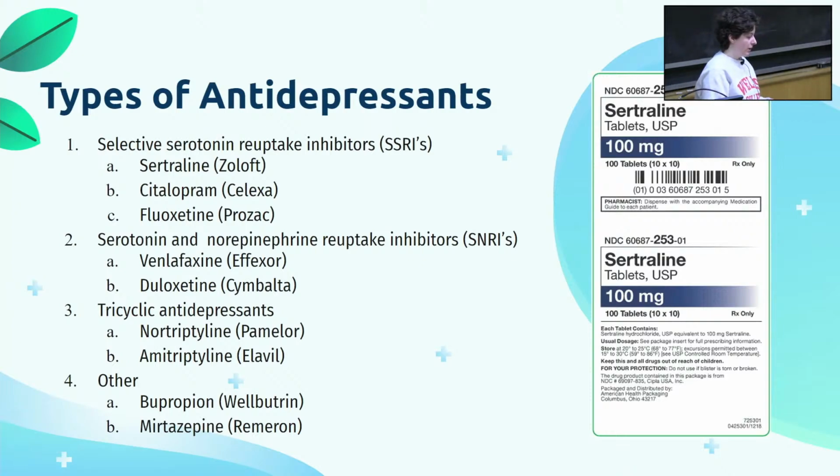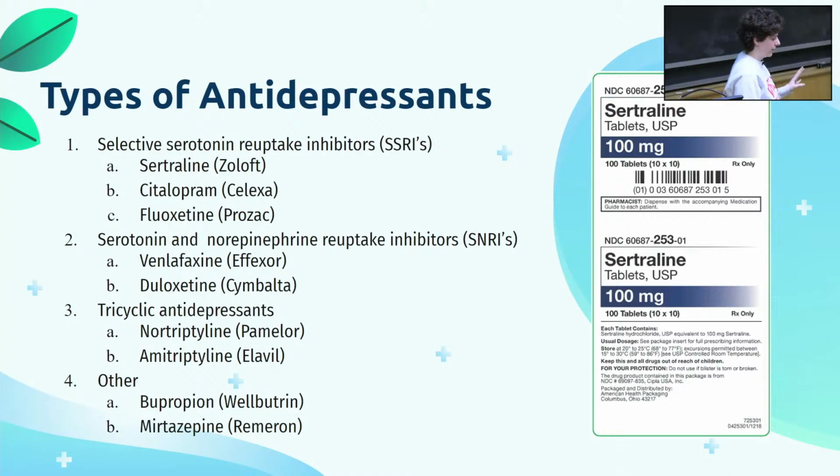Bupropion works on norepinephrine and dopamine. So if someone's having some psychotic symptoms, so like delusions, hallucinations, stuff like that, bupropion might be a better one for them. And then mirtazapine is a tetracyclic antidepressant. It also works on serotonin and norepinephrine. It's just structurally kind of in its own class.